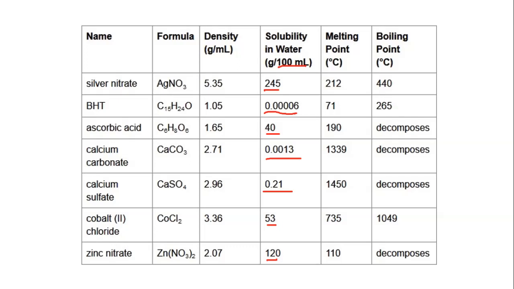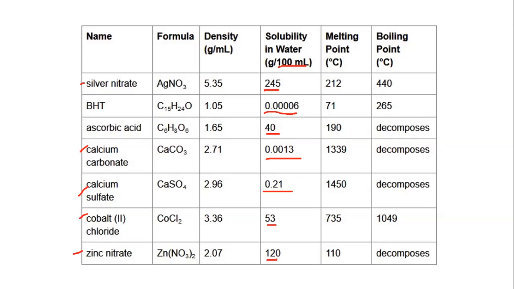Likewise, melting points, you see that for the ionic compounds such as silver nitrate, calcium carbonate, calcium sulfate, cobalt 2 chloride, and even zinc nitrate, these all have very high melting points for most of them. This is because they're ionic compounds, they have ionic forces. It takes a lot more energy to weaken the solid. Now, BHT and ascorbic acid, these are covalent compounds, so their melting points are not as high as their ionic compound counterparts.